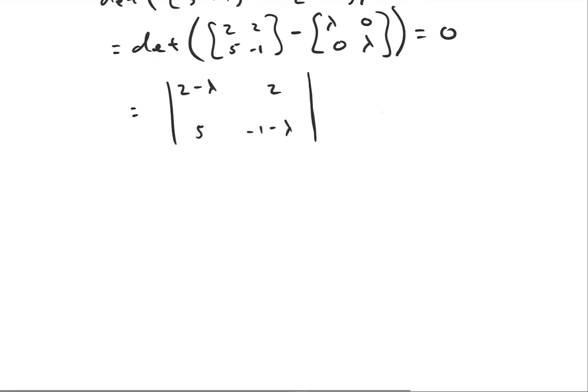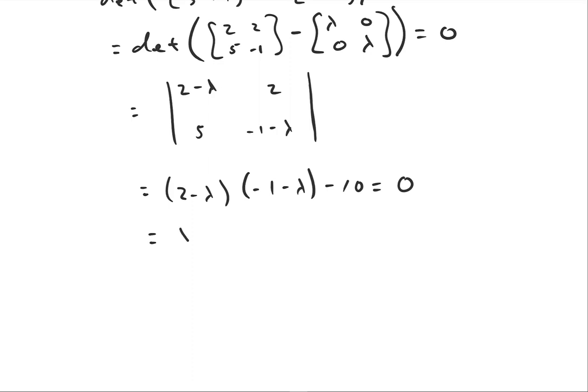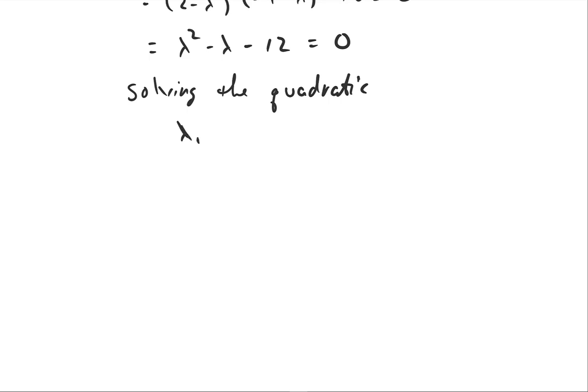And now if I take this determinant, that is equal to 2 minus lambda times minus 1 minus lambda minus 10, and that is going to be equal to 0. Now when I multiply through, I get lambda squared minus lambda minus 12 is equal to 0. This is quadratic in lambda, and I can solve this. When I do, I get two distinct values for lambda. Lambda 1 is minus 3, and lambda 2 is equal to 4.